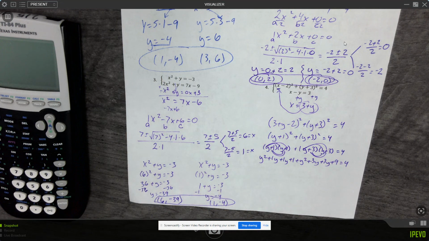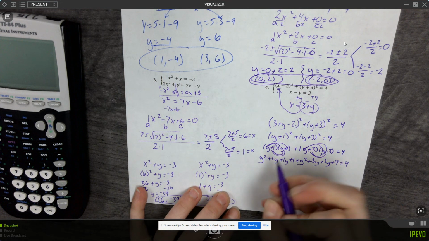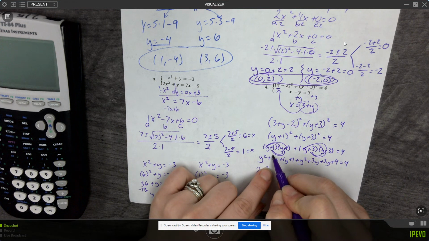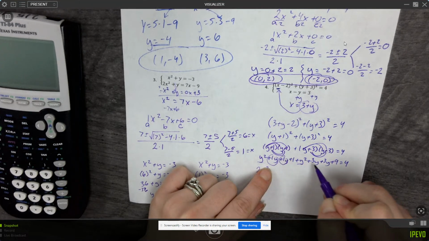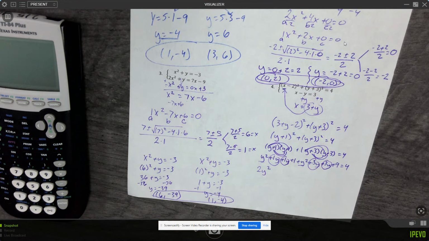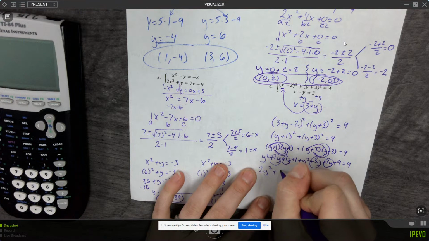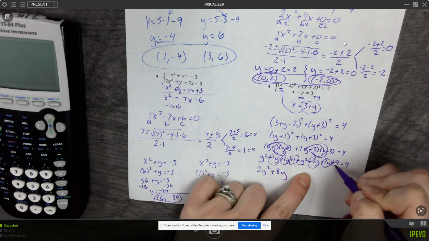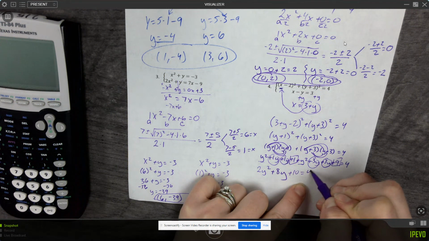Combine like terms, all the like terms. y squared and y squared is 2y squared. Then you've got 1, 1, 3, and 3. So 1 and 1 is 2, 3 and 3 is 6, 2 and 6 is 8. And then you've got 1 and 9, which is 10, set it equal to 4.